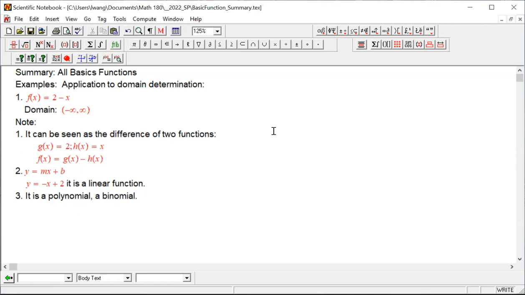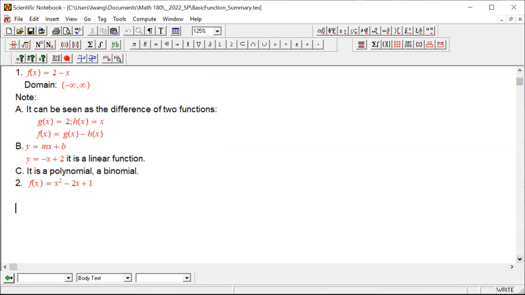So let's look at another function. Make it A, B, C. Okay, let's look at the second example. Second example, f of x equals x squared minus 2x plus 1. What's the domain of that?